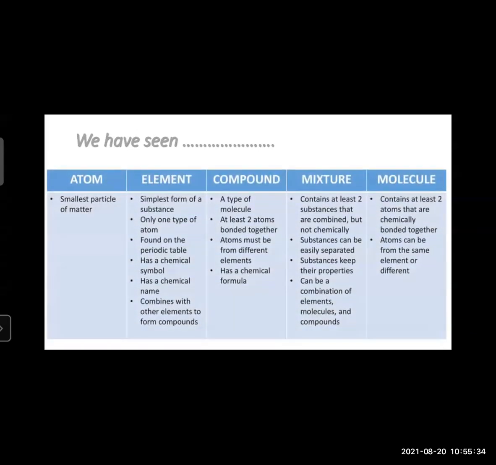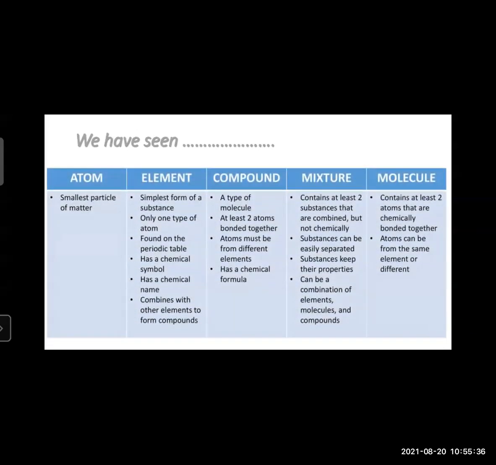Also, we have seen the difference between atom, element, compound, mixture, and molecule. What do you mean by atom? Atom is the smallest indivisible, indestructible particle of matter. Elements are the simple form of substance. Only one type of atom is present in an element. They are found on the periodic table.